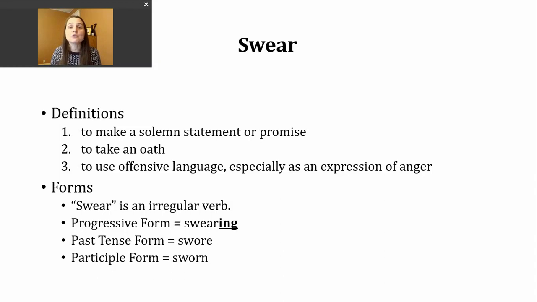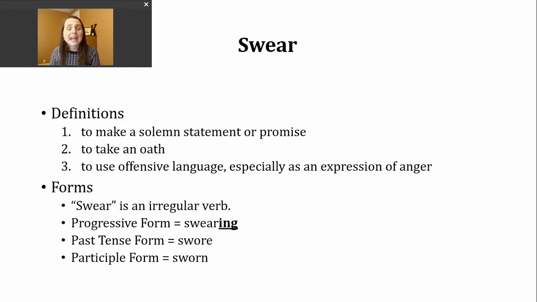A second way you might hear the verb swear used is to mean to take an oath. And this definition is largely why I picked this verb for today. You might have heard of a new president taking an oath of office, and we'll look a little more closely at some examples that connect to this meaning later.